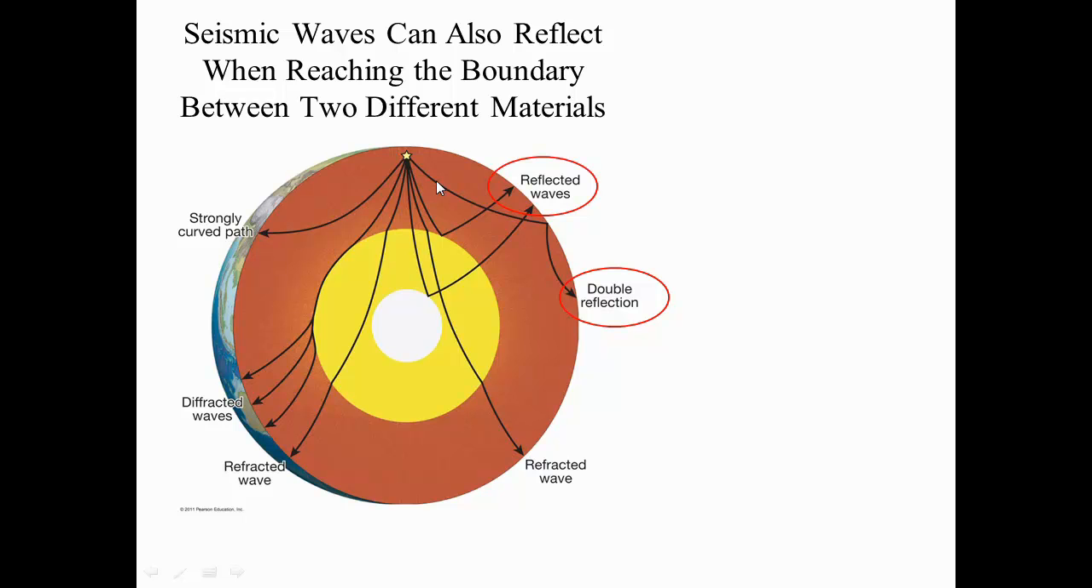We can also get what's called a double reflection. Here, from the earthquake source, we see that one direct P wave will bounce off the surface and pass into the mantle again and then return to the surface as a double reflection. And a seismograph station located at that point will record that particular ray path.